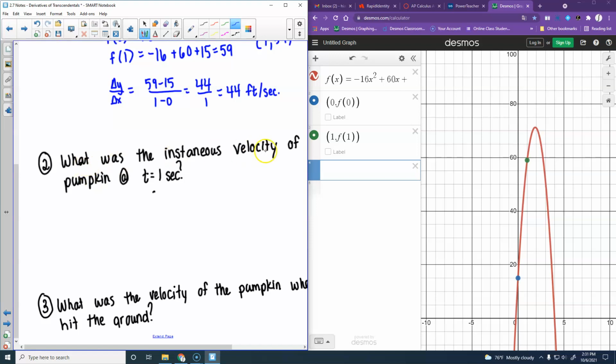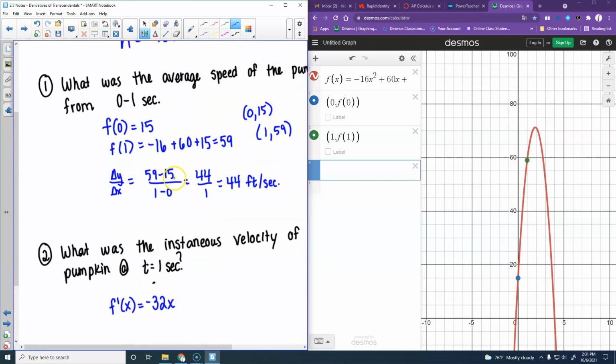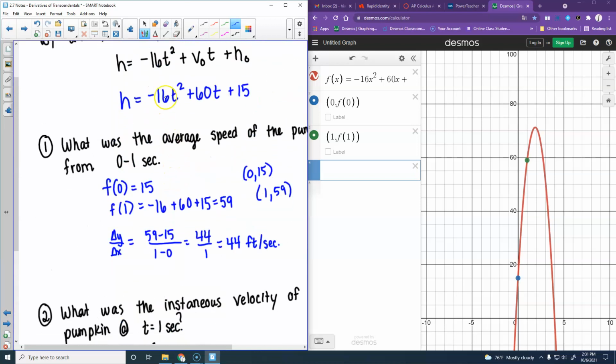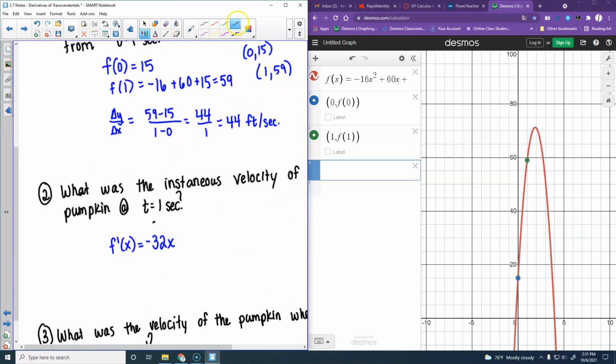All right, so instantaneous velocity at 1. At 1, that is the slope of our tangent line at 1. So if we find our derivative, which is going to be negative 32x, taking the derivative of our original problem. And I really should not be using f of x's, and I should be saying h prime of t equals negative 32t plus 60.